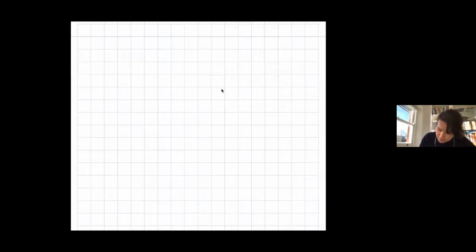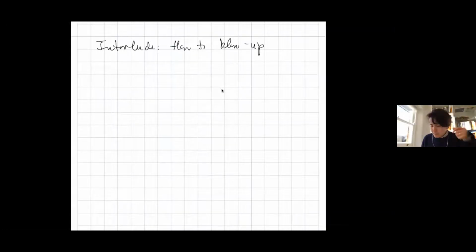So this is an interlude: how to blow up singular hypersurfaces.